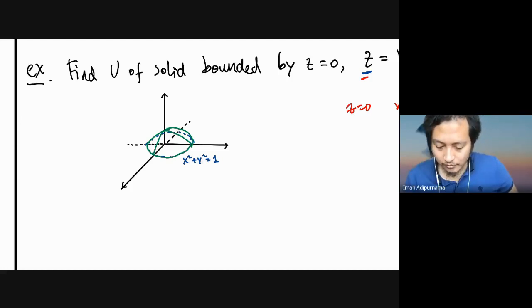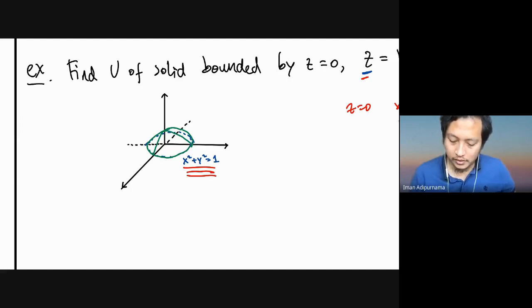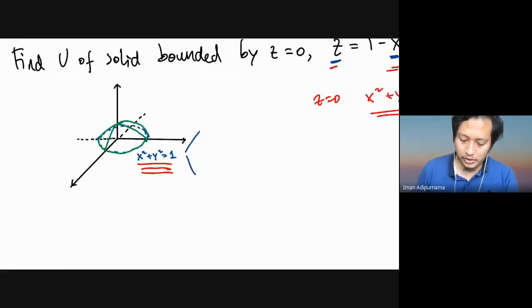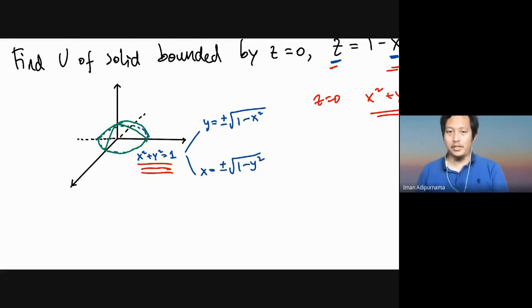Okay. Now, if we look at the circle here, we can trace the circle in terms of, oh sorry, y or x equal, okay, y equals 1 minus y squared, or y equals 1 minus x squared.